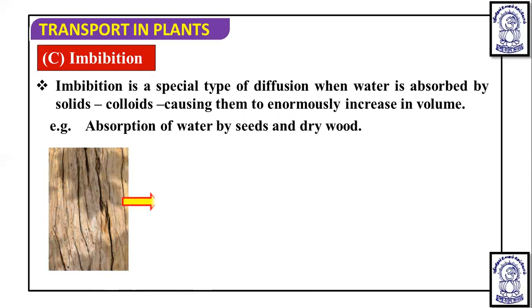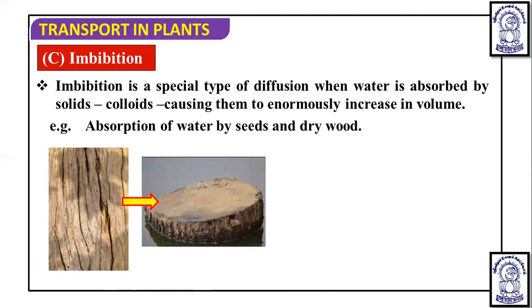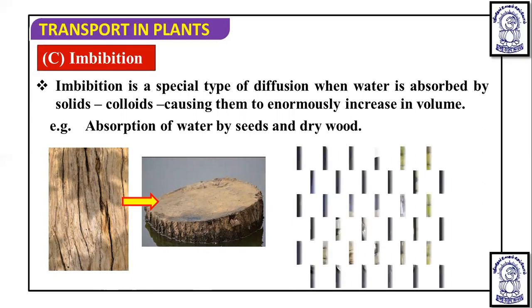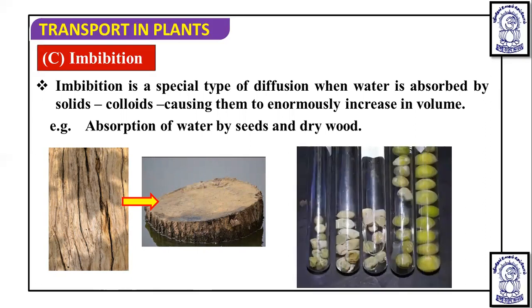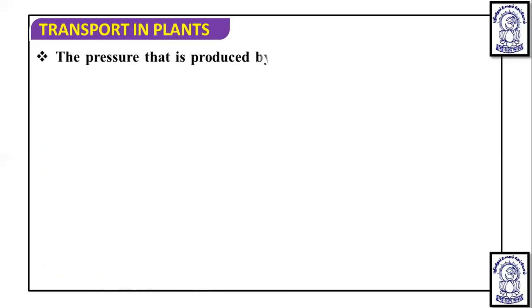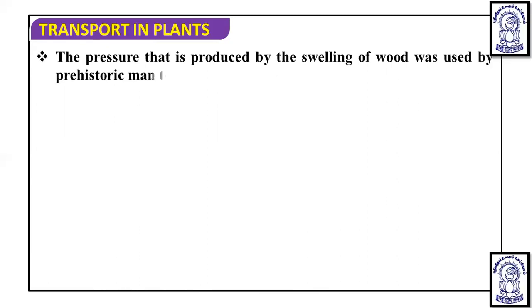So this is a piece of wood. This wood gets swollen when placed in water, and an increase in volume occurs. Sometimes you will see shrunken fruits; when they are kept in water, they get swollen like this, and this is due to imbibition. The pressure produced by the swelling of wood was used initially by prehistoric man to split rocks and boulders.